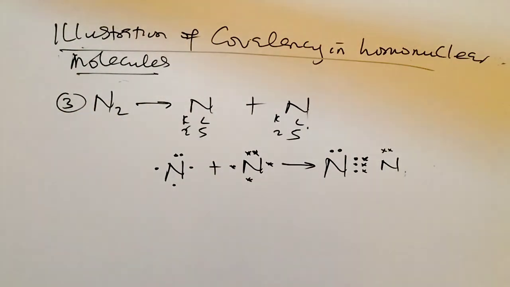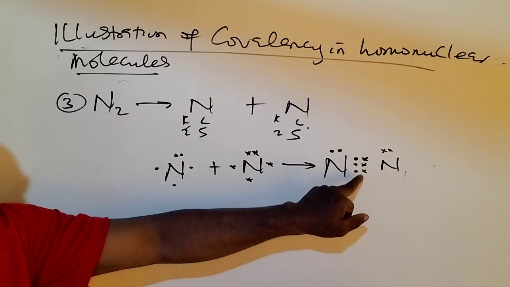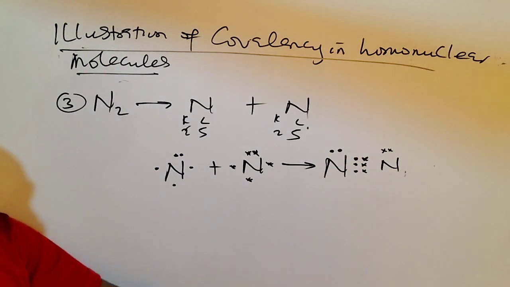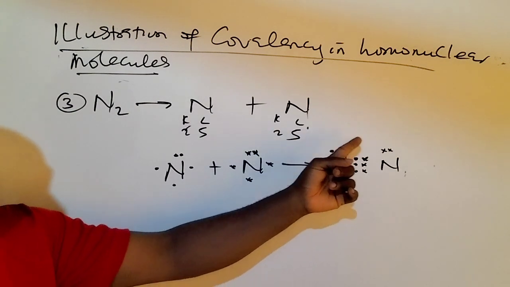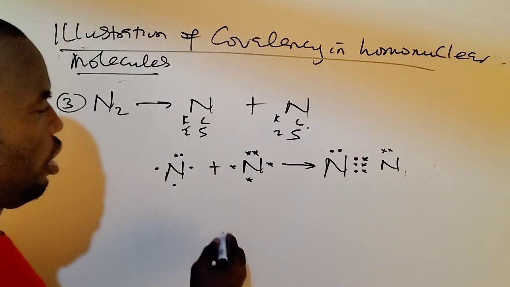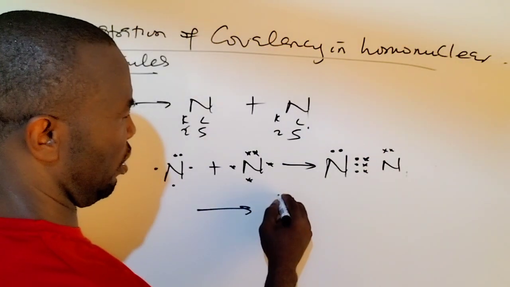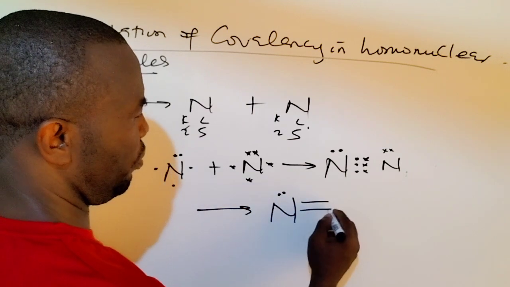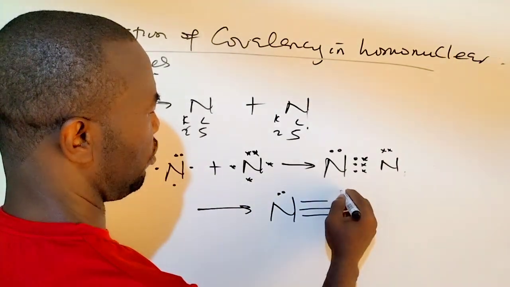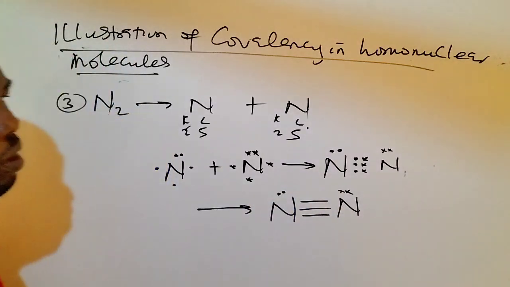So the question is this: how many bond pairs and lone pairs do you have in the nitrogen molecule? We have 3 bonding pairs, electrons shared, 1, 2, 3, and 2 lone pairs. What kind of covalent bond is present in the nitrogen molecule? The nitrogen molecule possesses a triple covalent bond, and you can see that in the middle.